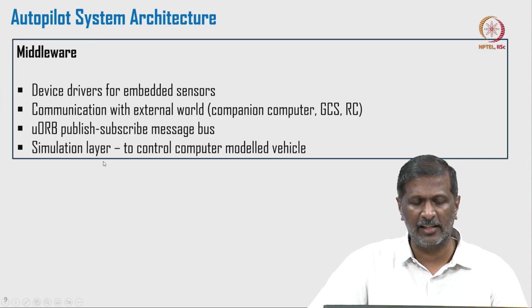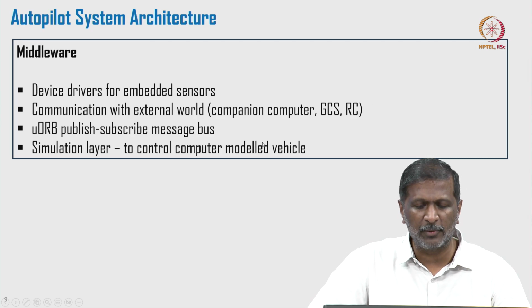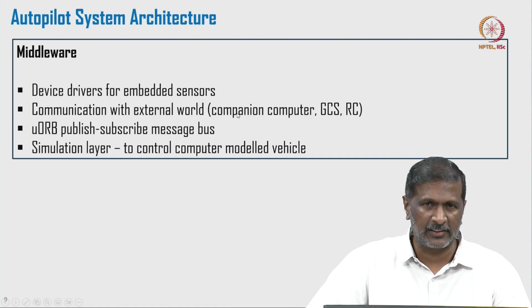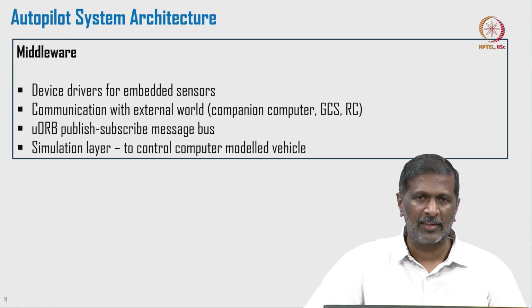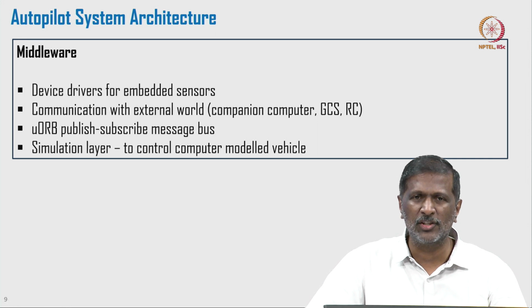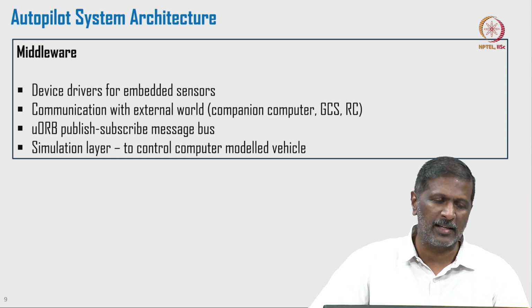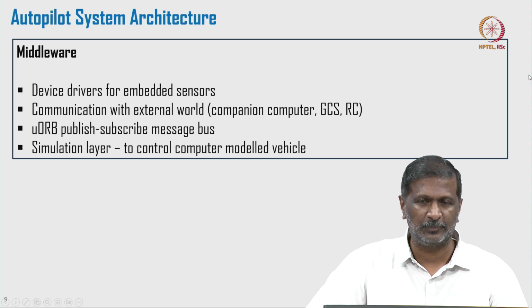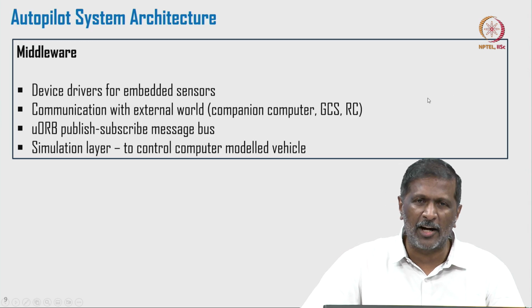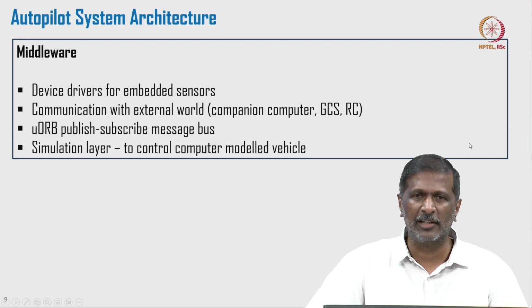And then you also have a simulation layer to control a computer-modeled vehicle, right? So what I can do is, I don't have to fly the vehicle to verify my algorithm. I can still use the middleware. I can still use my brain. My brain runs the decisions. The output of it, I can take from the middleware and send it to my simulation engine, allow the dynamics to simulate the motions of the vehicle, and the motions of the vehicle I can just pass back through the middleware to my flight controller, right? And I can verify whether my flight controller can really perform or not. It's more like a hardware-in-the-loop simulation, right? So that's where the middleware plays an important role.